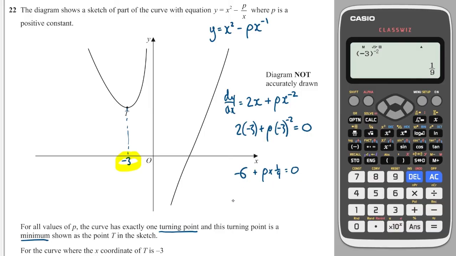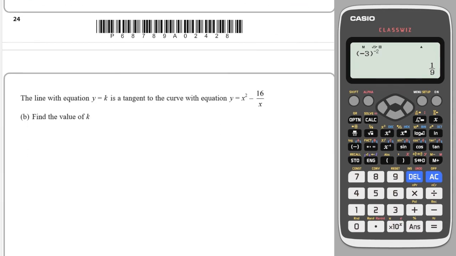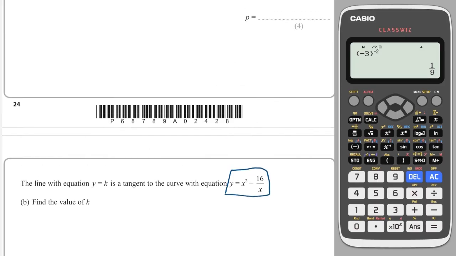Multiply everything by 9 gives me minus 54 plus a 9th times 9 is just 1, so it's just p. So therefore p is equal to 54. Okay, great. There is a second part of the question, and it says the line with equation y equals k, so those are horizontal lines, is a tangent to the curve with this equation. So when p is 16, find the value of k.